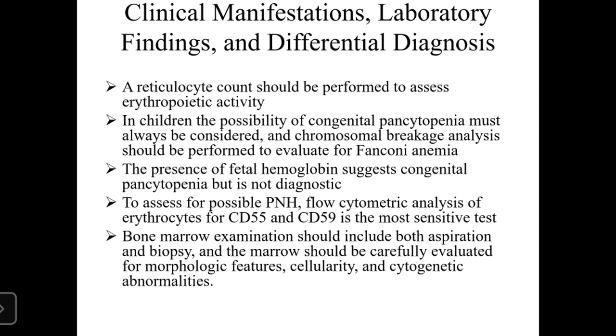To assess for PNH, that is paroxysmal nocturnal hemoglobinuria, flow cytometry analysis of CD55 and CD59 is the most sensitive test. And bone marrow examination should include both aspiration and biopsy, and the marrow should be carefully evaluated for morphologic features, cellularity, and cytogenetic anomalies. So we have to do bone marrow aspiration, put the slide, and take the biopsy too, and look at cellularity, morphologic features, and cytogenetic abnormalities.